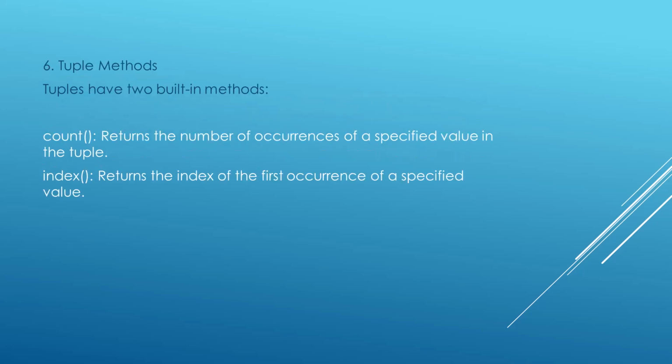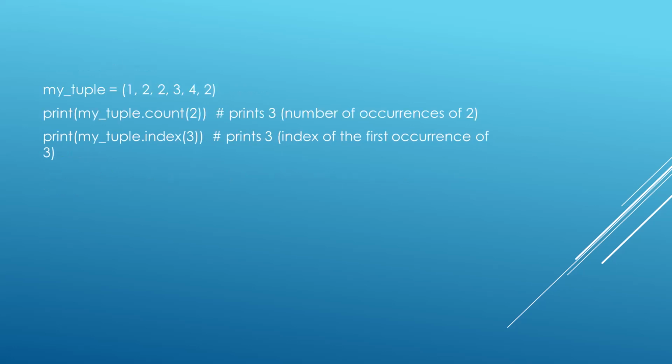6. Tuple methods. Tuples have two built-in methods. Count returns the number of occurrences of a specified value in the tuple. Index returns the index of the first occurrence of a specified value. Key points about tuples.